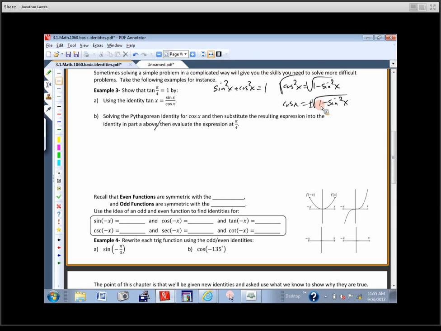So I'm going to come down here, and then it says, substitute the resulting expression into the identity in part A above. So this says that the tangent of x is equal to sine of x over, what am I putting in for cosine? That ugly mess right there. So I'm going to put plus or minus. My gosh, why would anyone want to do this?